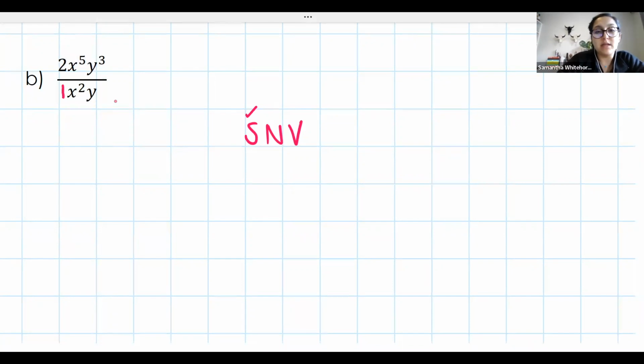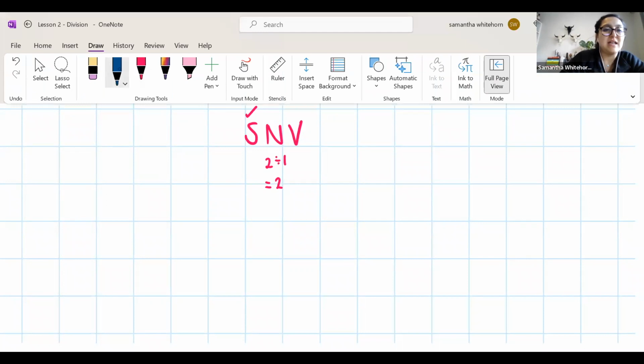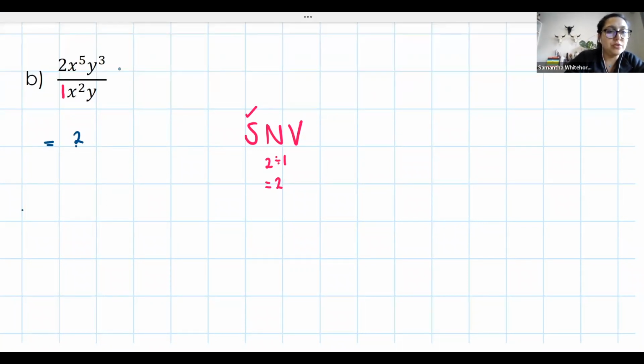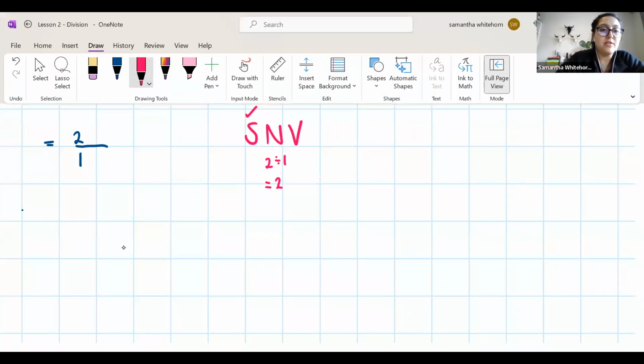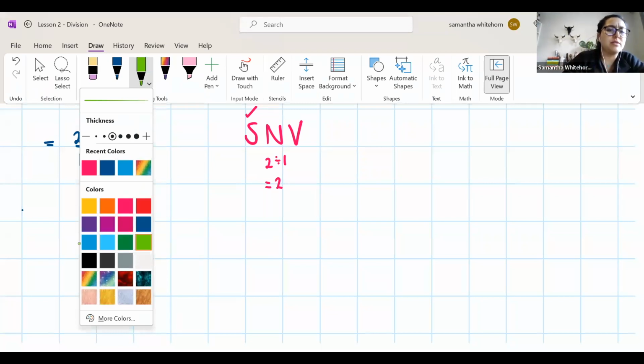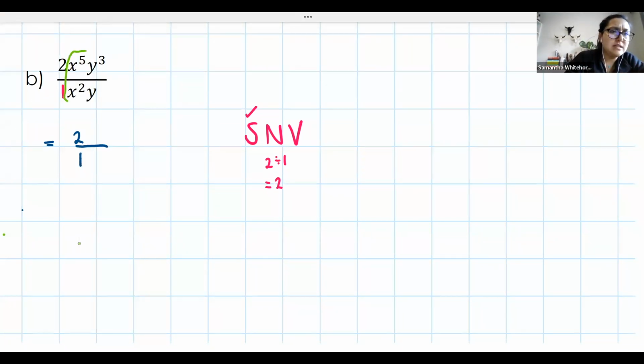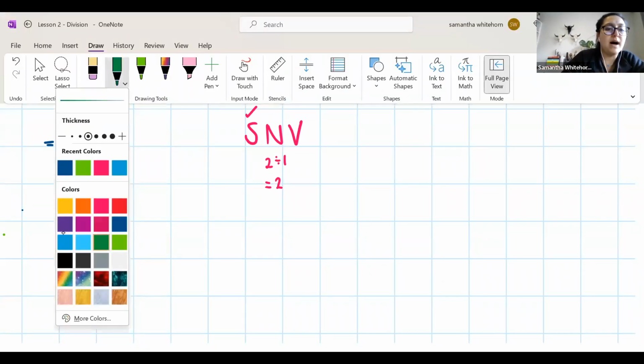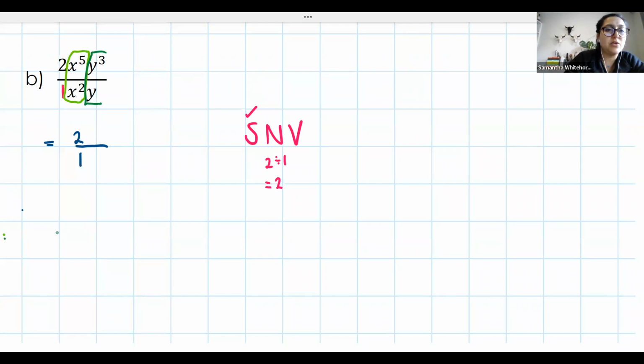And so when it comes to the numbers, what I'm actually dealing with is 2 divided by 1. But 2 divided by 1 is just 2. That doesn't change anything. So my numbers actually stay exactly as they are. 2, and if you want to say over 1, that's fine. Now I come to the variables, and what I need to be careful of is that I've got 2 different sets of variables. I've got the x's that I need to deal with, and I have got the y's that I need to deal with. And I need to deal with them separately because those bases are different.